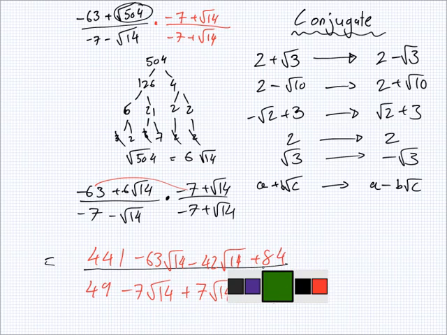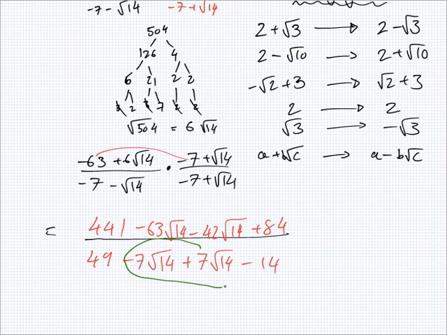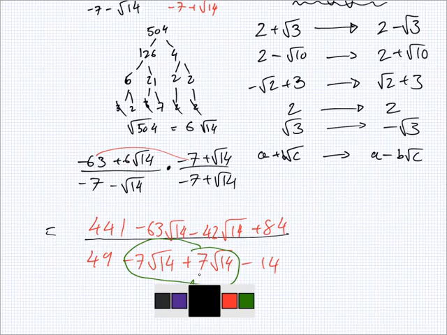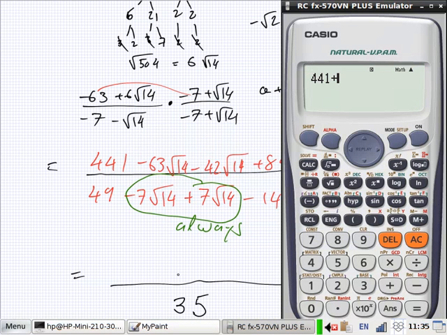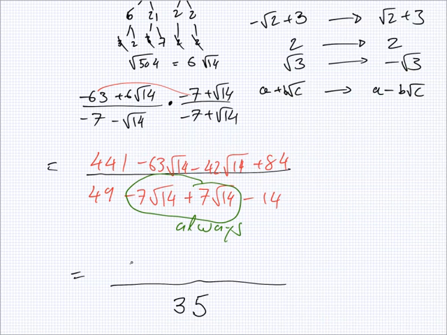Now look at what happened. This was not an accident. This should always happen. These middle two terms should cancel, a minus and a plus. So on the denominator you're left with 35. And on the top you have 441 plus 84, 525, minus 105 root 14.